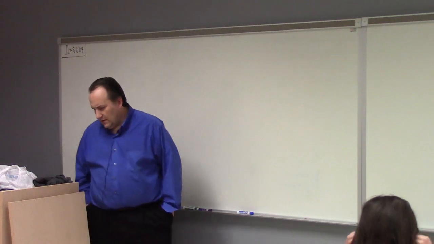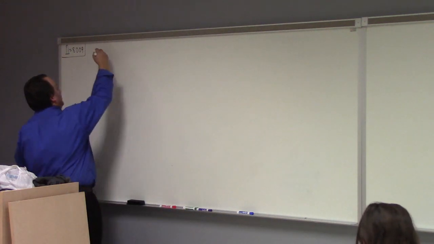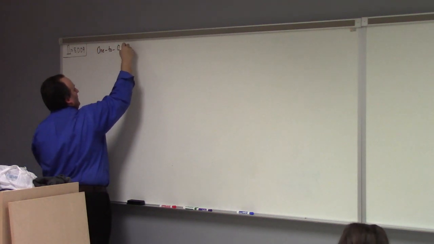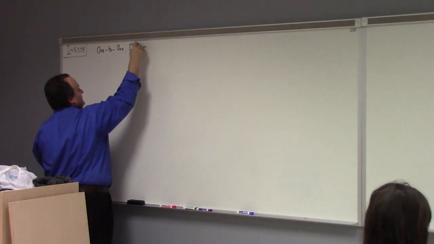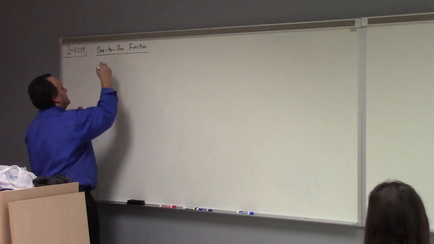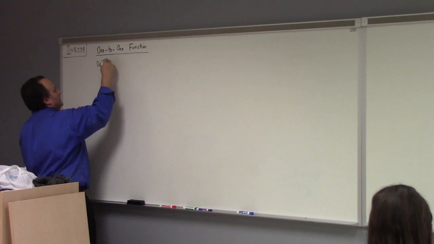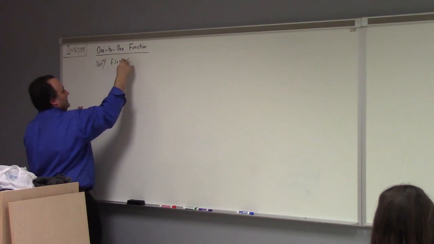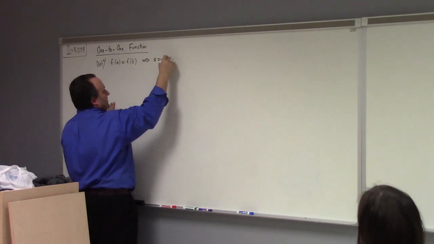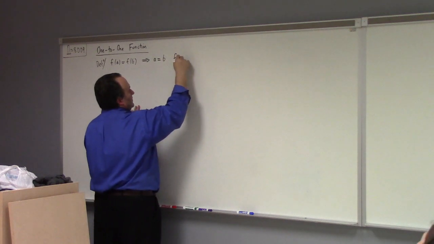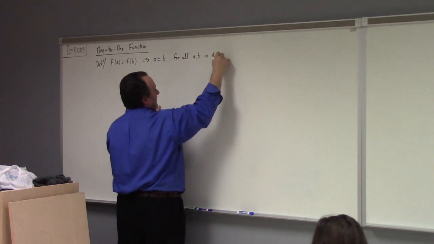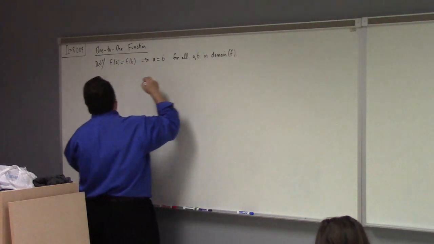Amen. So I need to talk to you guys about one-to-one functions. What is a one-to-one function? A one-to-one function is as follows. Definition: f of a equals f of b implies a is equal to b, for all a, b in the domain of f. So this is what a one-to-one function is.